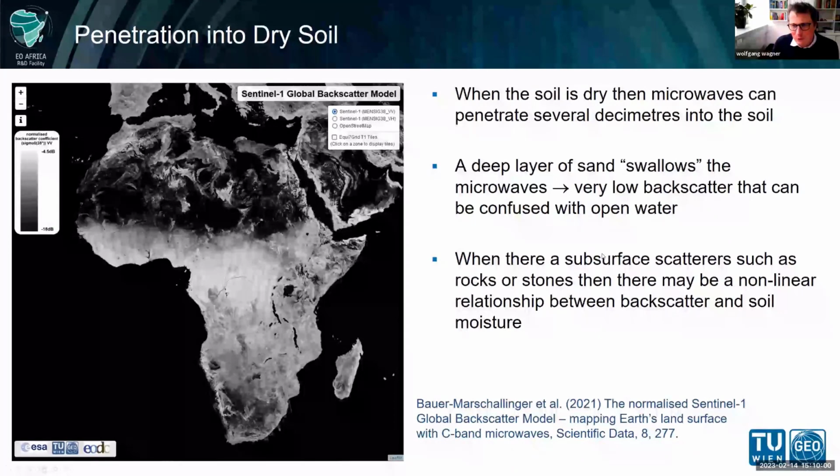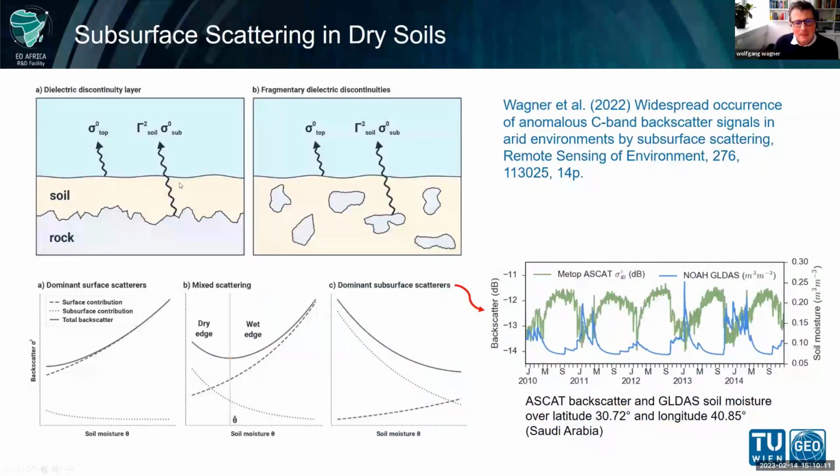But a more tricky problem is if there's something below the sand, like, for example, a rock or stones below the sand. Then I can have the situation that I have some soil or sand above rock, and here some stones in the layer of sand. Basically, I always get a signal from the top. But if the layer is very dry and the radar signal can penetrate deep to the rock, I also have a signature from the rock.